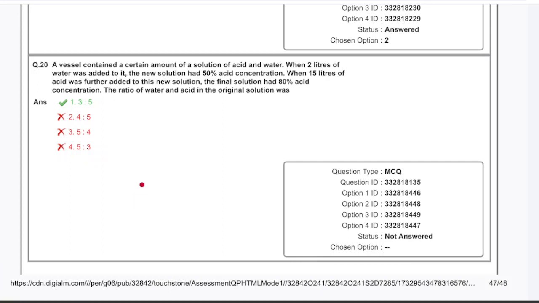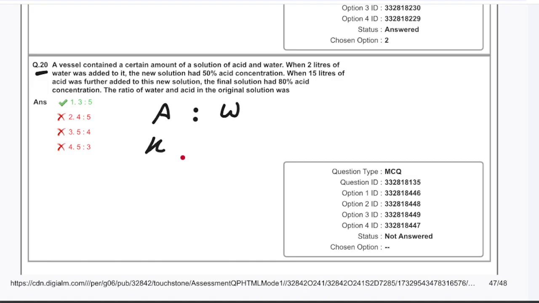CAT 2024 slot 2 QA. Question number 20. It says a vessel contained a certain amount of solution of acid and water. When 2 liters of water was added to it, the new solution had 50% acid concentration.